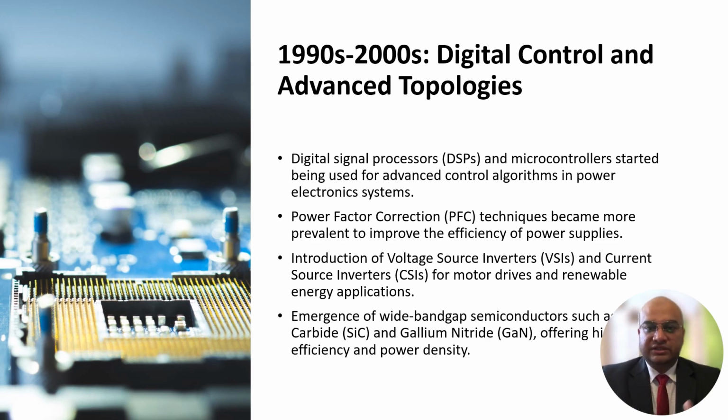Introduction of voltage source inverters, multi-level inverters, and current source inverters for motor drive and renewable energy applications started during this period of time. Emergence of wide band gap semiconductors such as SiC, silicon carbide, and gallium nitride, GaN, devices started to come into the picture, which were offering high efficiency, low losses, and great power density. We will see the functionality of each device in detail once we move ahead to each device categorically.